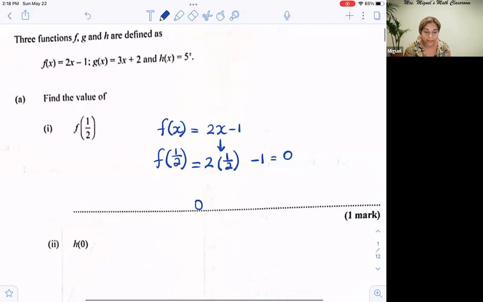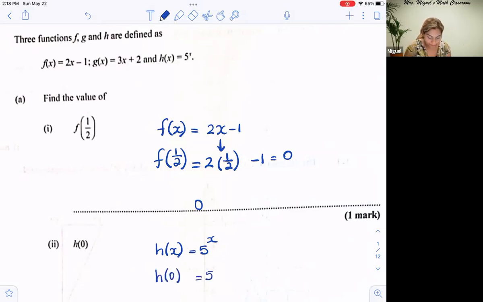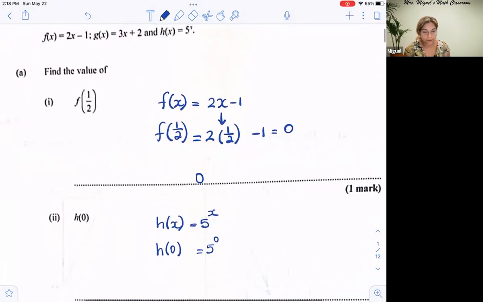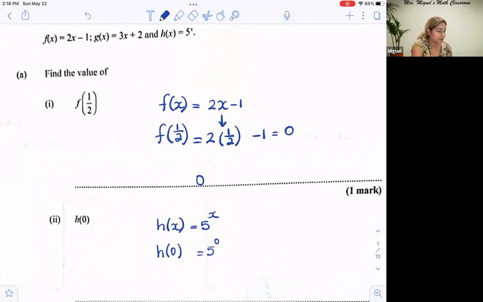Now, the next one, we want to find h of 0. So we start off by writing h of x. Now, 5 is a number. 5 has a value. 5 stays. So in place of x, I am replacing it with 0. Take it down, work it out, find your answer.